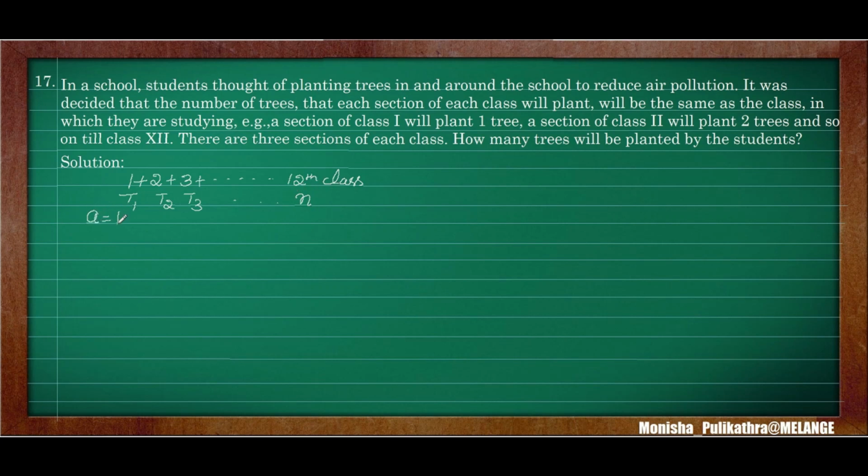So the first term is 1, the common difference is 2 minus 1, that is 1, and n is equal to 12. We need to find out the total number of trees planted by all the class students. Okay, so we need to apply the Sn formula. Sn is equal to n by 2 into 2a plus n minus 1 into d.